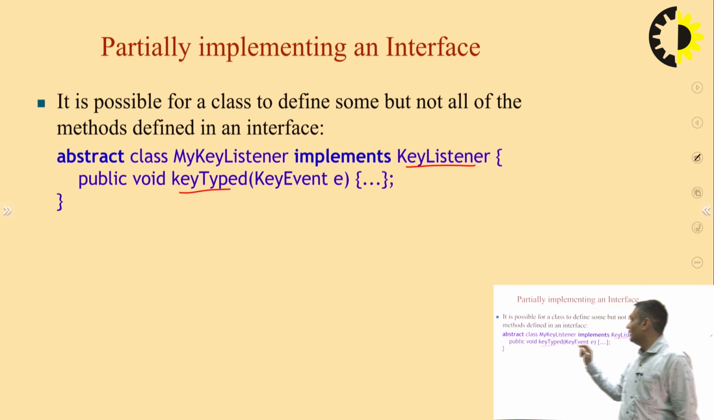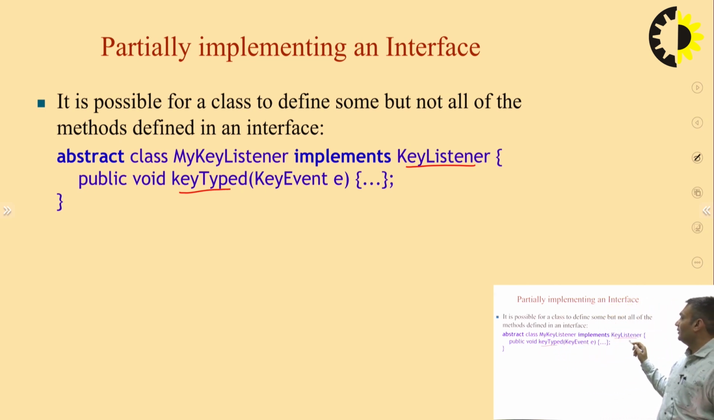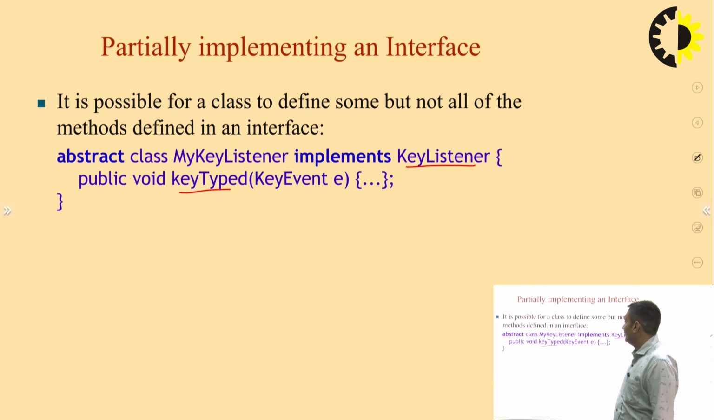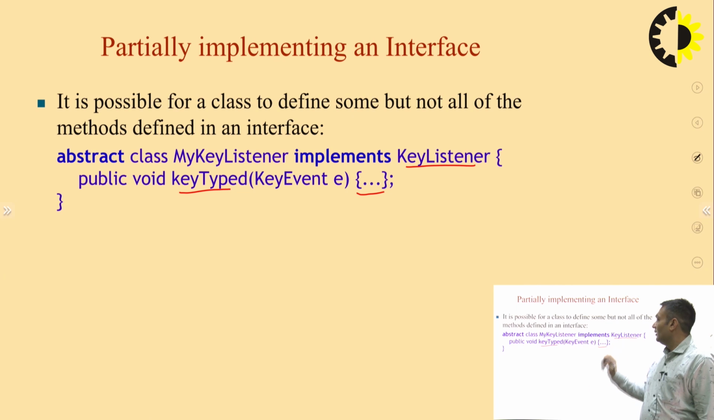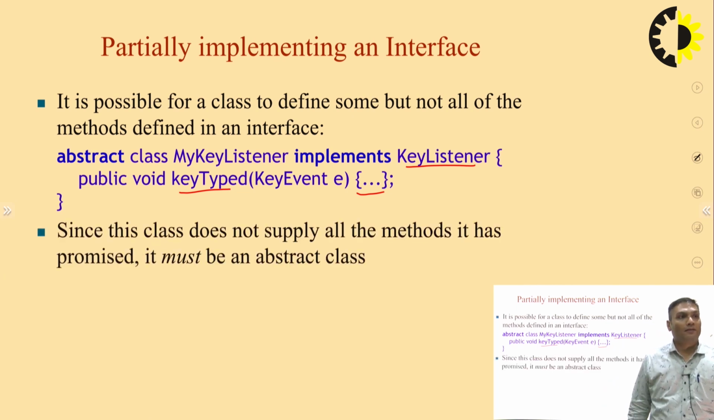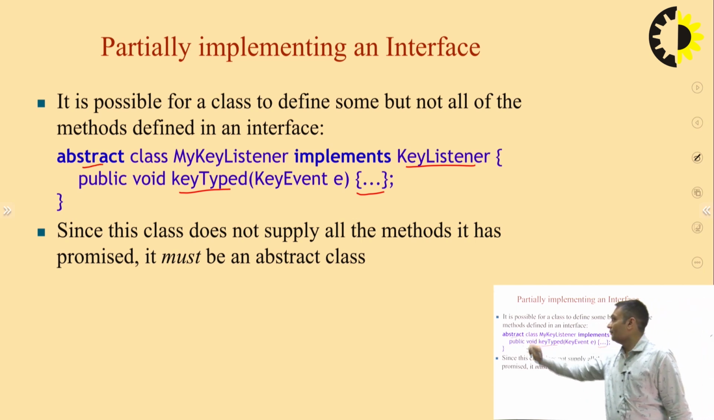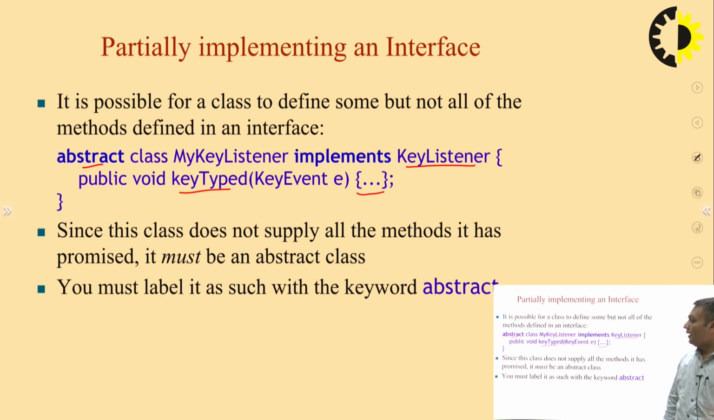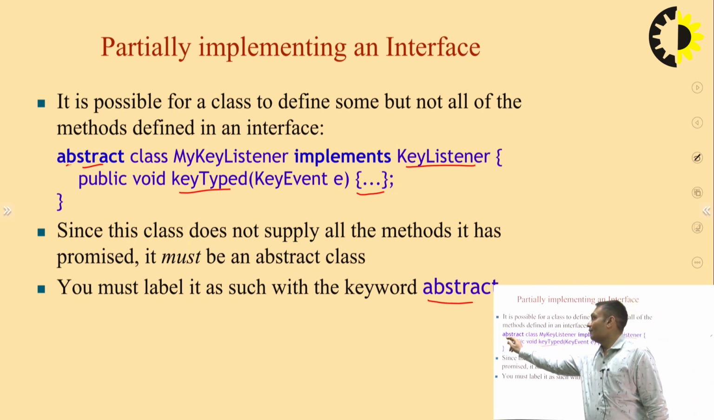keyTyped is a method that is defined inside the KeyListener interface, and it can be defined inside this class. Since this class doesn't supply any of the other methods, it must be an abstract class, and you must label it as such with the keyword abstract. So you need to write the abstract keyword here.